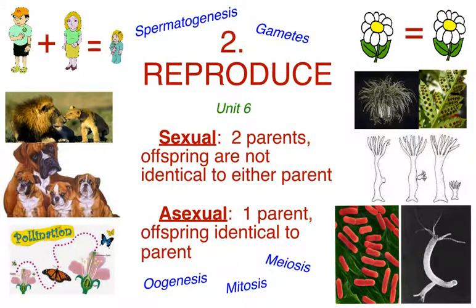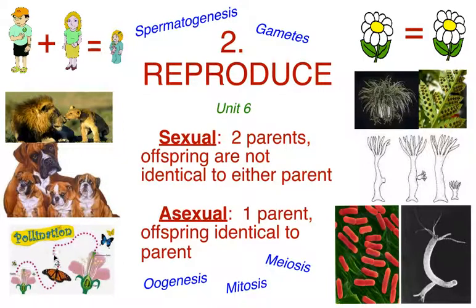The second characteristic of living things is reproducing. All living things need to be able to reproduce on their own without help. There are two kinds of reproduction. The first kind is sexual reproduction, and sexual reproduction means there are going to be two parents involved, and the offspring is not going to be identical to either parent. The offspring will have some of the traits from mom and some of the traits from dad. So it won't be an identical copy of either mom or dad. It will be different.